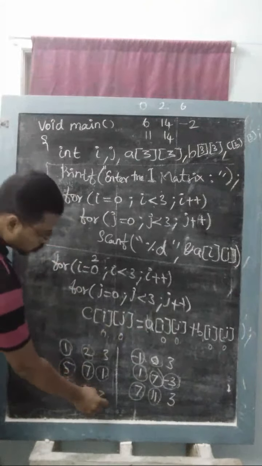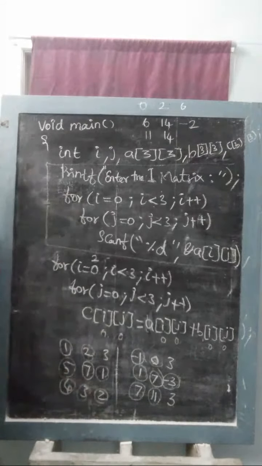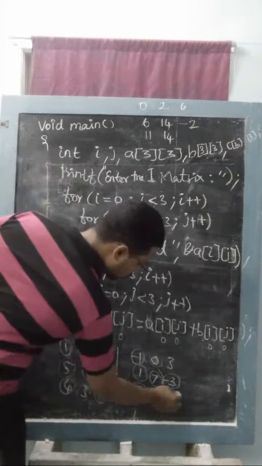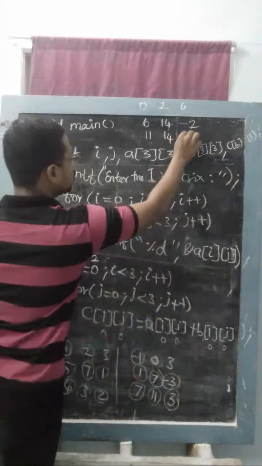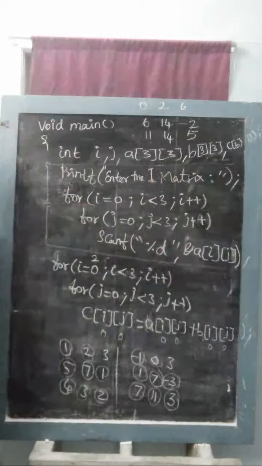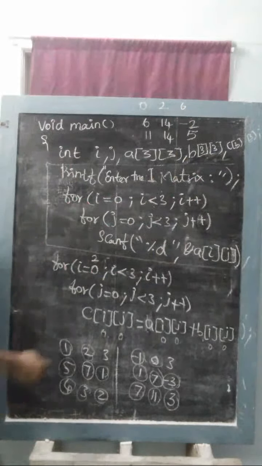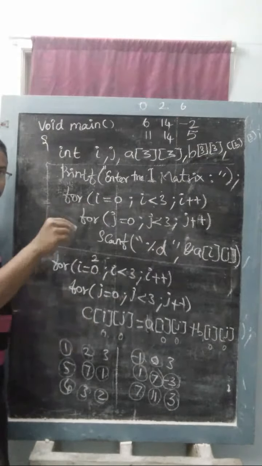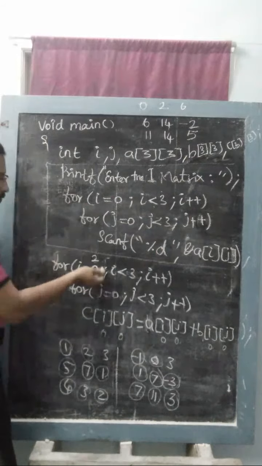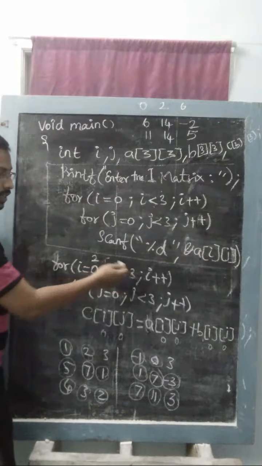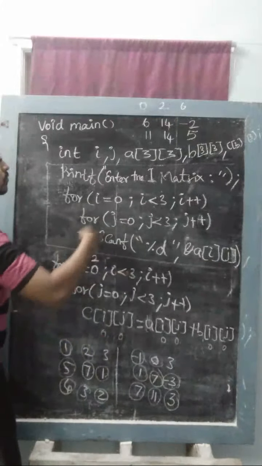2 2. 2 2 is what? This one 2. And here 2 2 is 3. 2 plus 3, that is 5. Okay. Finally J value will be incremented. 3 less than 3, condition failed. Again it will become to I. 3 less than 3, condition failed and come out of the loop.